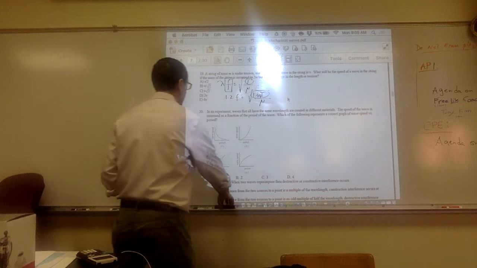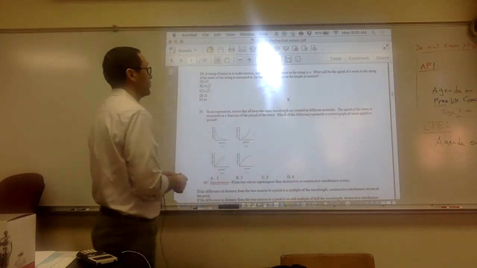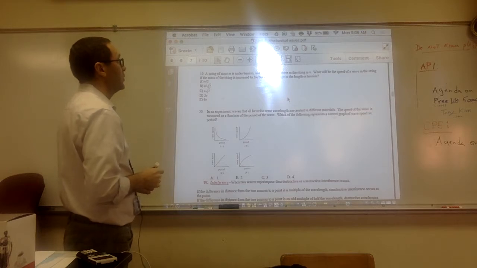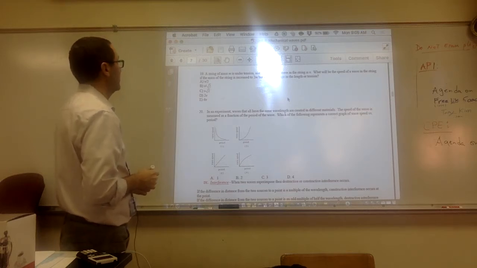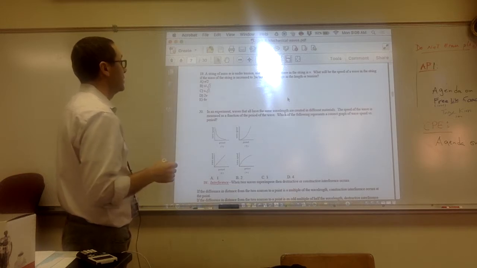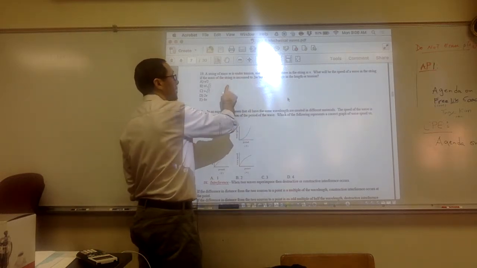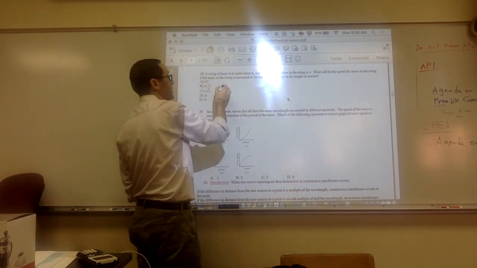Okay, number 19. A string of mass m is under tension, and the speed of a wave in the string is v. What would be the speed of a wave in the string if the mass of the string is increased to 2m, but no change in the length or tension? So if the length is not changed, the lambda will remain constant, tension will remain constant.